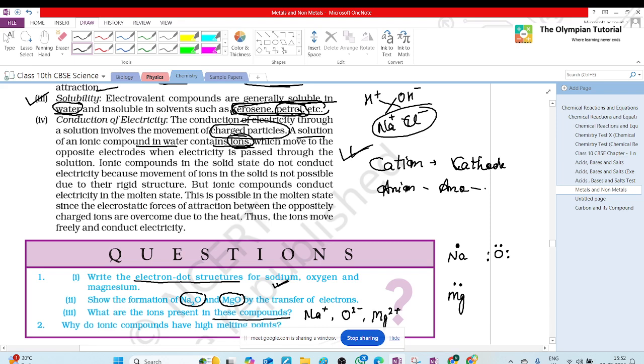The most important thing, Tanya: ionic compounds cannot conduct electricity in the solid state because ions are not free there. They are bound due to the rigid structure. Ionic compounds conduct electricity in the molten state only. This is possible since the electrostatic forces of attraction between the oppositely charged ions are overcome due to heat. Ma'am, what exactly is a molten state?